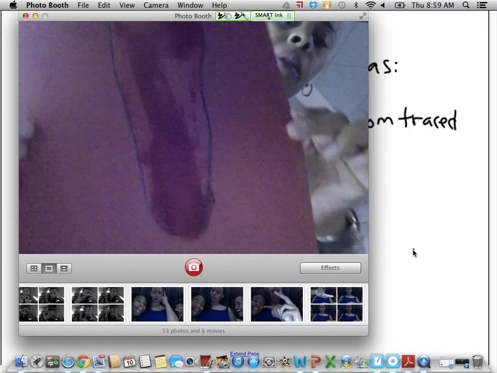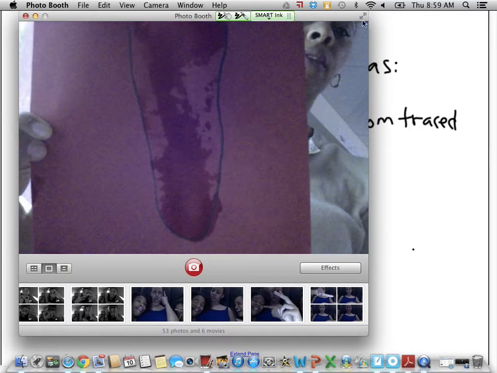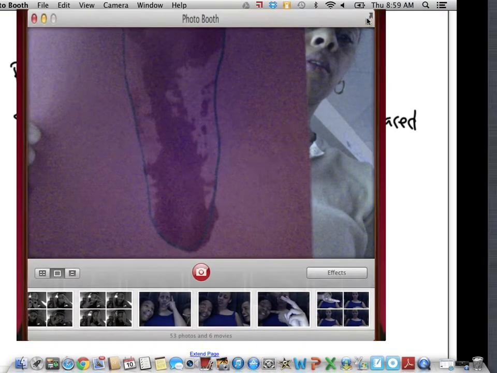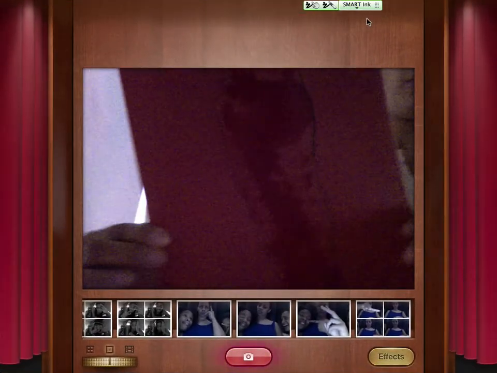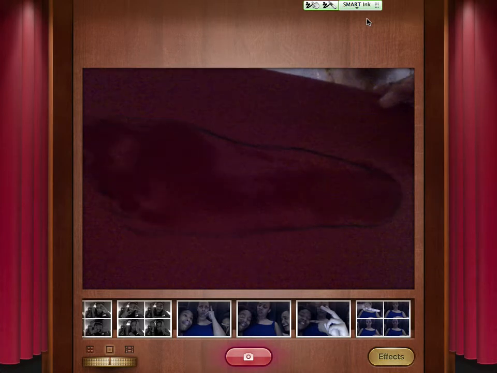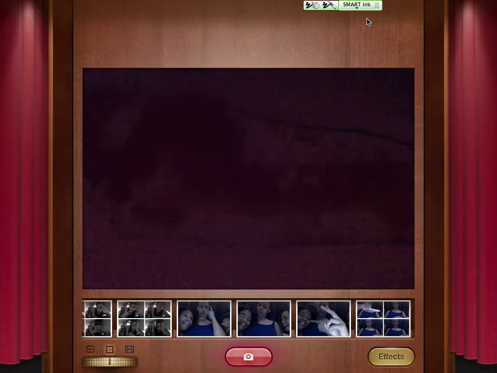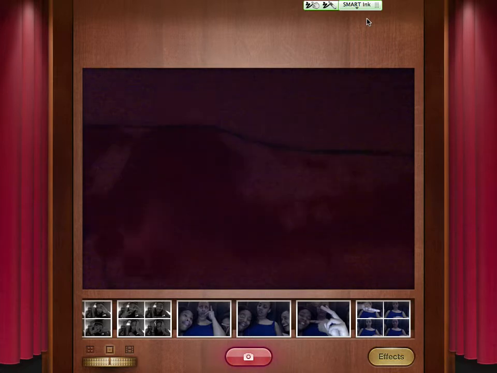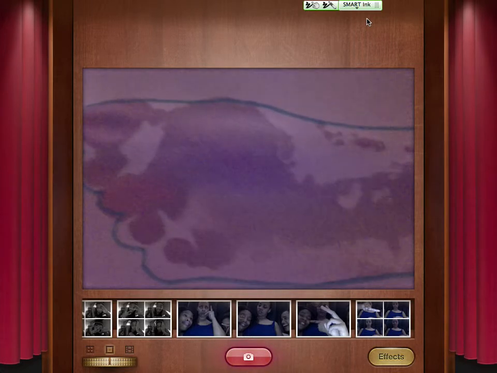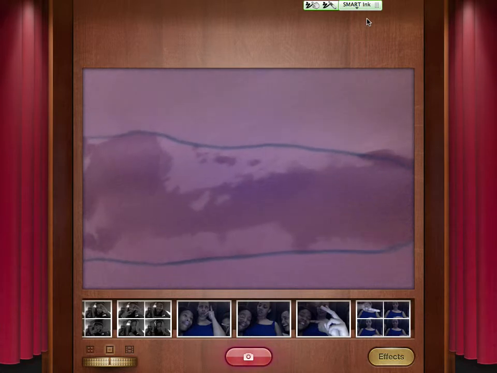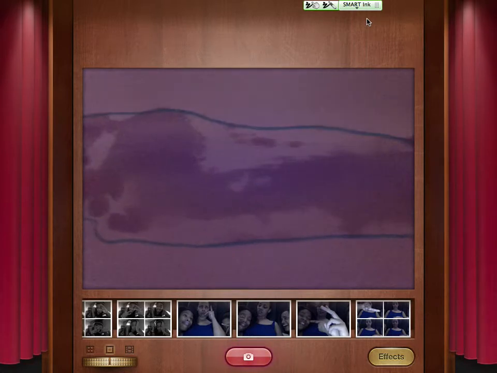Can I go get some tissue? Yes, you can dry it off. Do you see the print? Not really. We need the light. Turn the light on a little bit. I see it now.